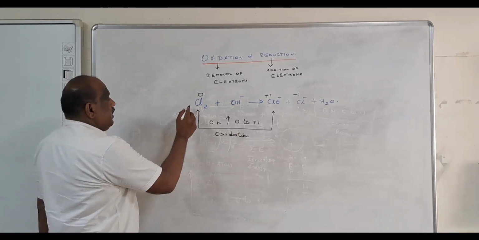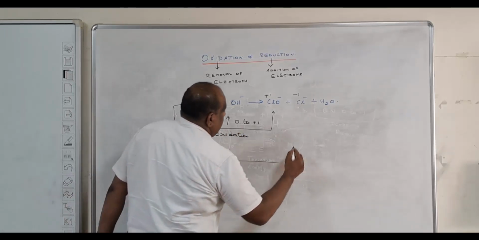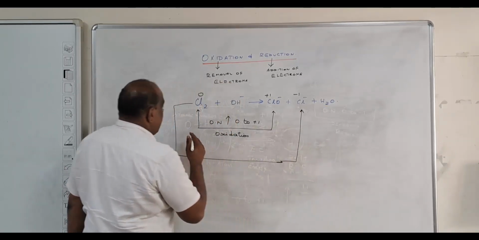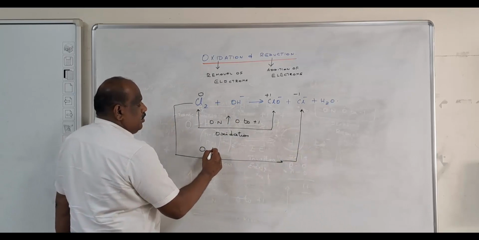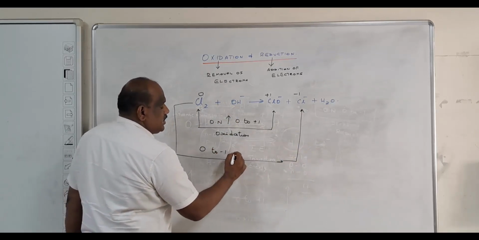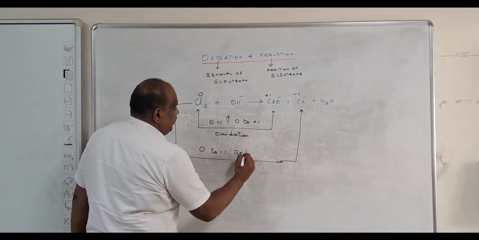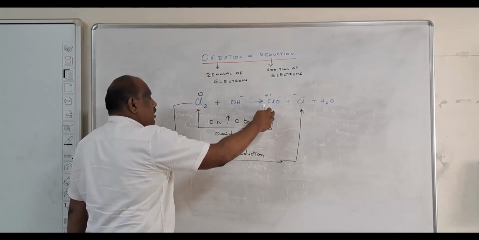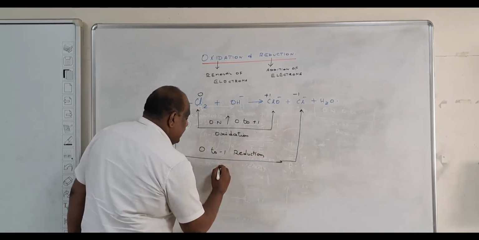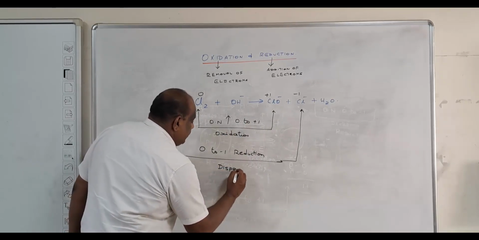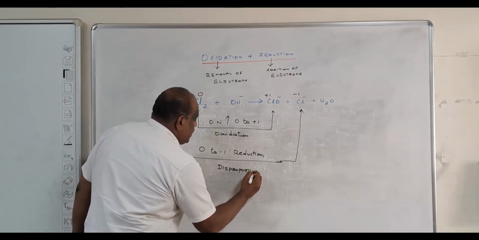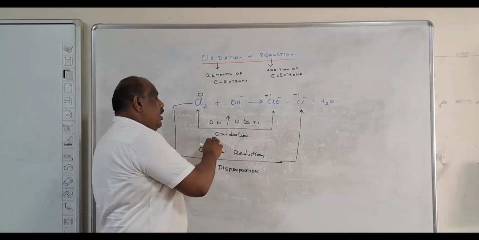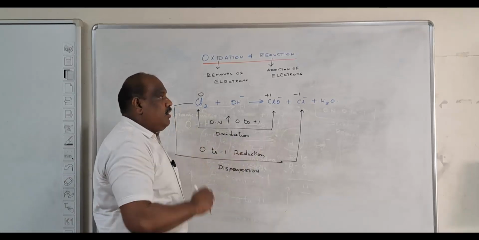On the other hand, I will take here the same chlorine atom. What happened to the oxidation number? It is 0 to minus 1. So this reaction is called as what? Reduction. Since the same chlorine atom undergoes both oxidation and reduction, it is called a disproportionation reaction. Got it? So now we can write this single equation into oxidation half reaction and reduction half reaction.